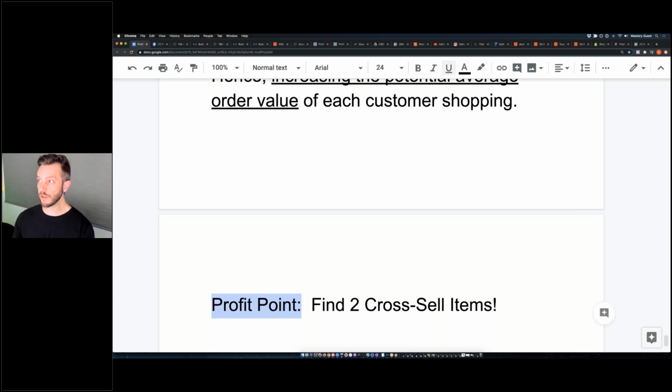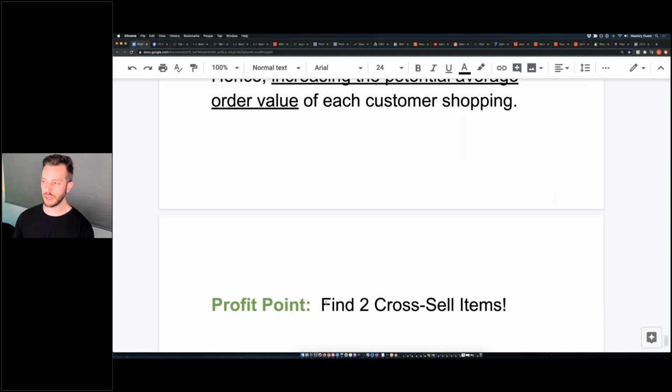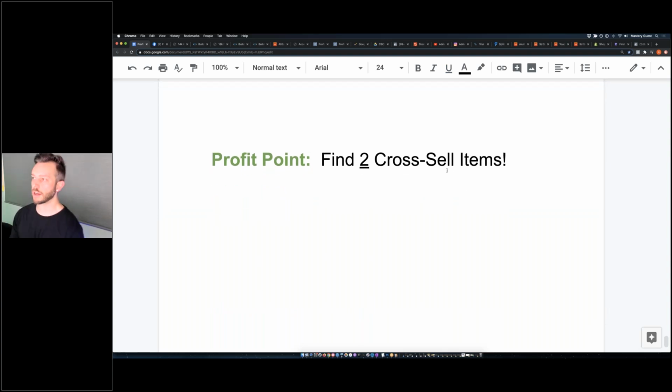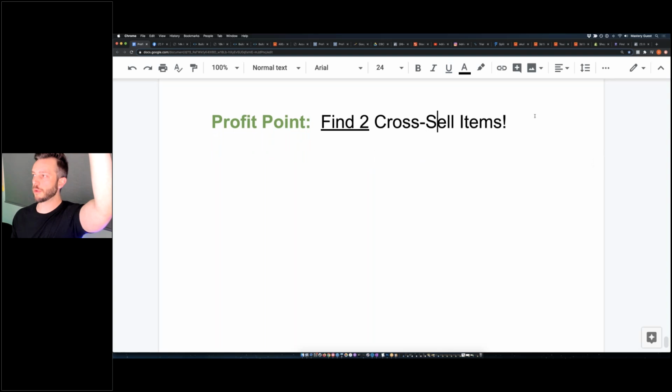All right, so a profit point that I like to hit is, don't just find 1 item, right? You want to find 2 items that people could potentially be interested in as a cross sell. Does everybody got that? Just type in got it if you're with me on this. All right.